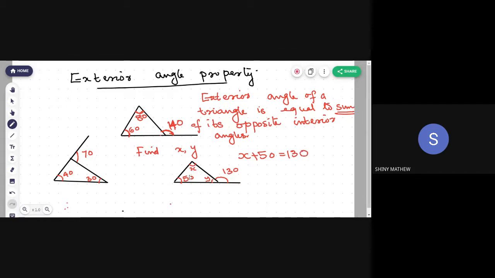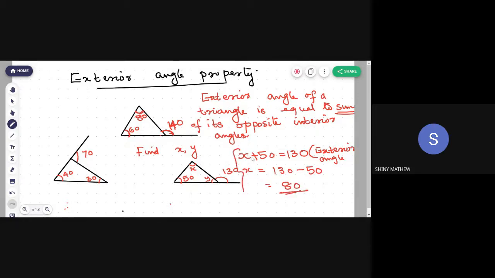ഈ ഇന്റീരിയർ ആംഗിൾ രണ്ടും കൂടി ആഡ് ചെയ്താൽ എക്സ്റ്റീരിയർ ആംഗിൾ ആയിരിക്കും. ഇവിടെ നമ്മൾ എഴുതേണ്ട പ്രോപ്പർട്ടി എക്സ്റ്റീരിയർ ആംഗിൾ പ്രോപ്പർട്ടി. You write exterior angle property. Then from here we can write x equal to 130 minus 50. 130 minus 50 is 80.